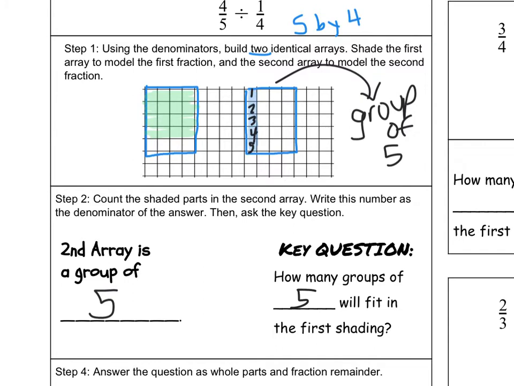I now know I have a group of 5. How many groups of 5 will fit in my first shading? So I'm just going to kind of draw it out. That's a group of 5, so that's 1. Let's see, here's another group of 5. That's 5 boxes, so that's 2. And then coming down here, I've got 1, 2, 3.